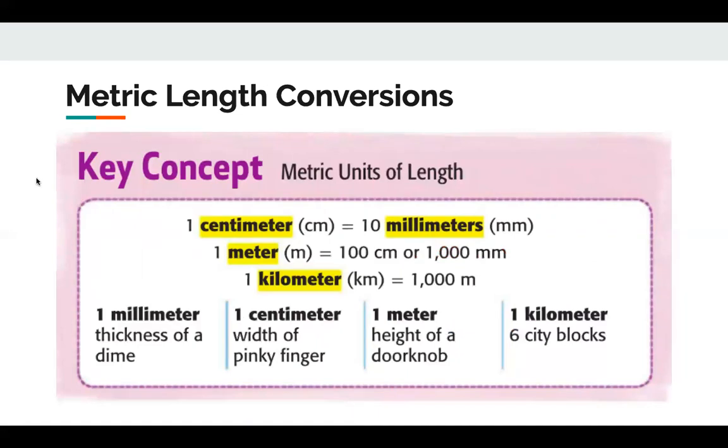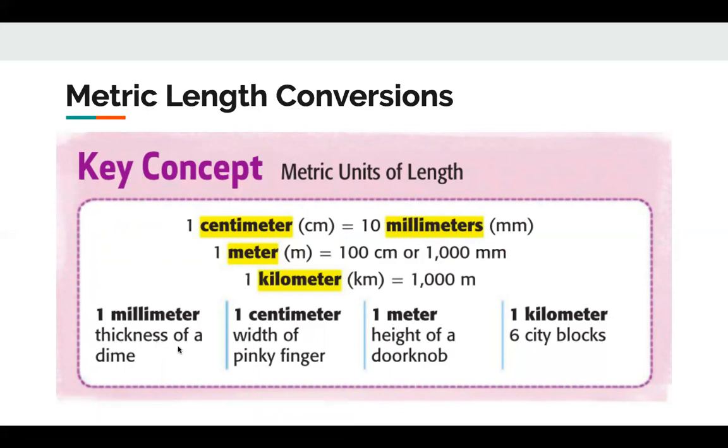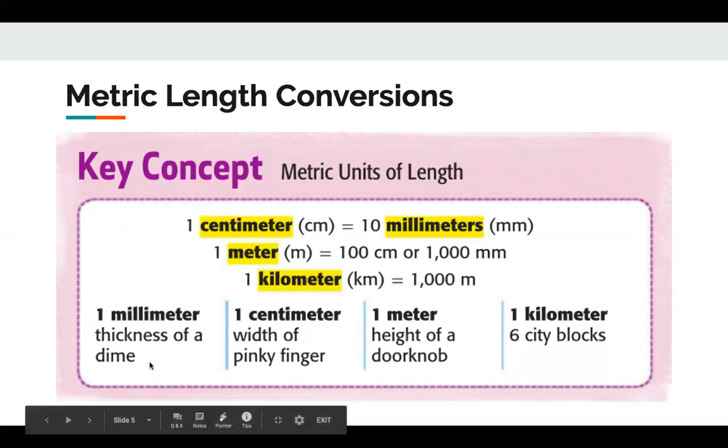Here, directly from your book, are the different metric units of length: centimeter, meter, kilometer, and millimeter. At the bottom, it shows you the smallest to the biggest. The smallest is a millimeter, which is about as thick as a dime. If you turn a dime sideways, how thick a dime is represents about what a millimeter is.